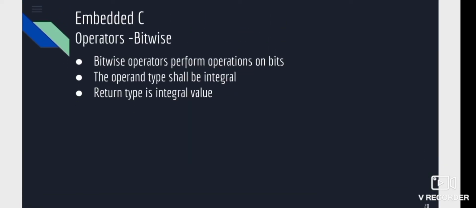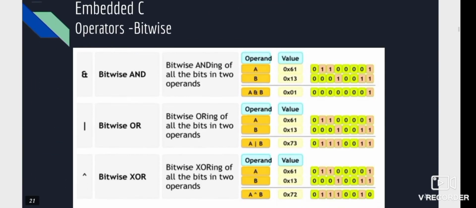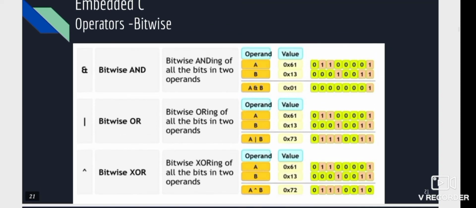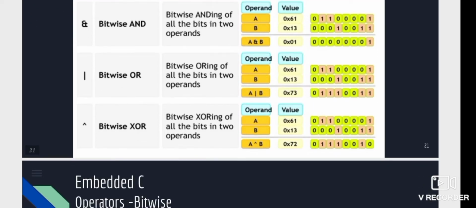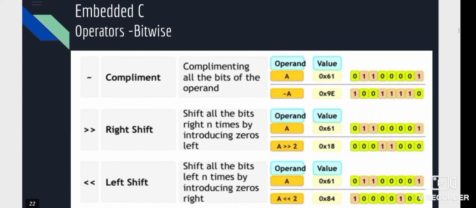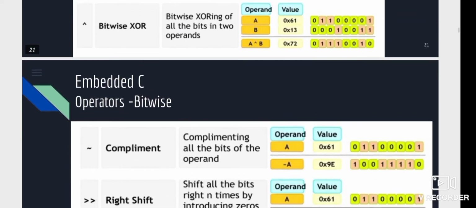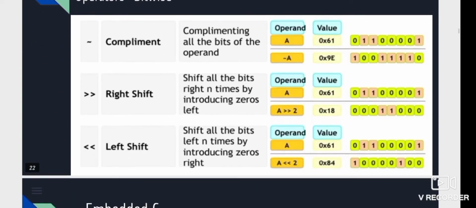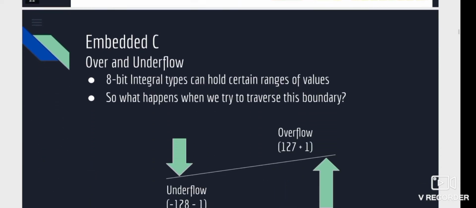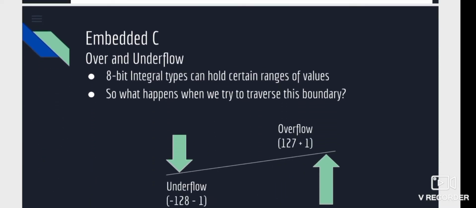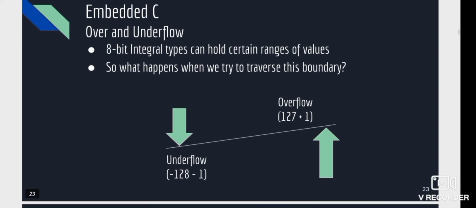And bitwise operators perform operations on bits. The operand type shall be integral. Return type is integral value. In bitwise, we have bitwise AND, bitwise OR, bitwise XOR, bitwise complement, right shift and left shift. We have overflow and underflow in C. 8-bit integral types can hold a certain range of values.